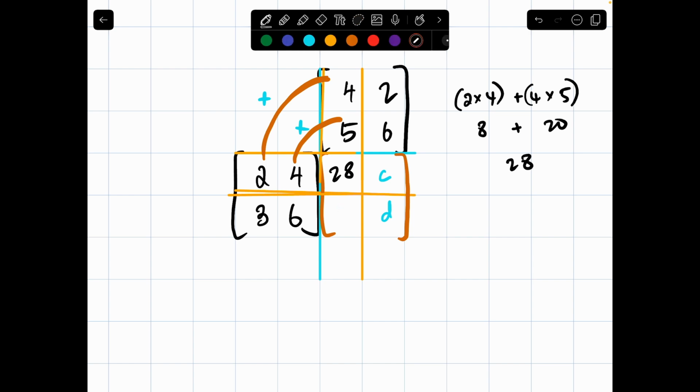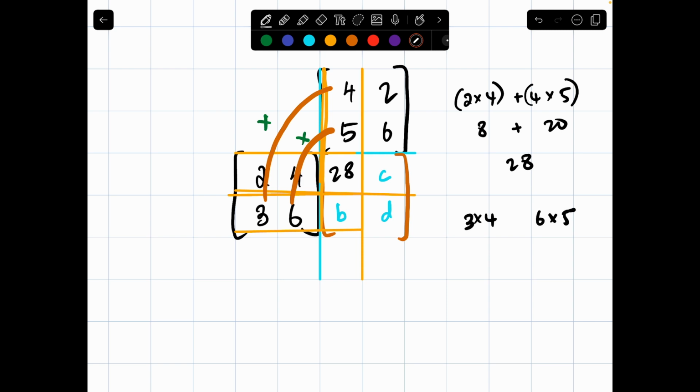Let's do B now. For B, the same concept applies. Look up and look to the left. So we have 3, 6 and 4, 5, and then same thing, rainbow. So it's a times relation again. So we're gonna have 3 times 4, then we have 6 times 5. Add both of them together and you will get 12 here and 30 right over here. Then add them together, you get 42. That's it. That's the value for B.